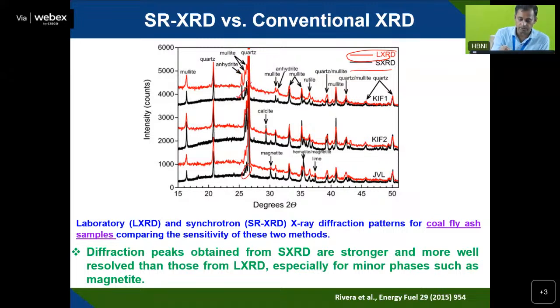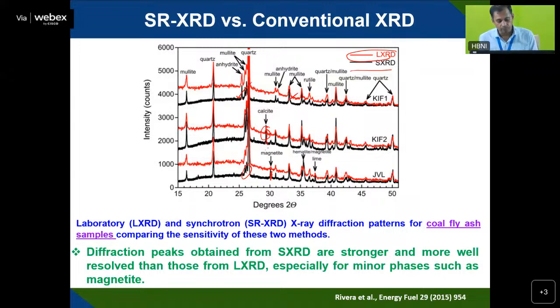You can see the intensity is much higher in this case, and also the other peak intensities, like the calcite here. In the laboratory pattern it is almost not visible, but in the black one with synchrotron radiation you can see such a large peak. Here you can also see magnetite. These are ash samples, and you can get additional information on what components are present in the ash.